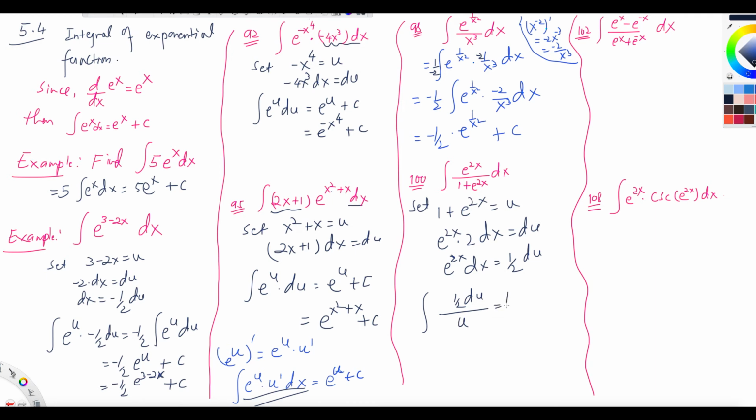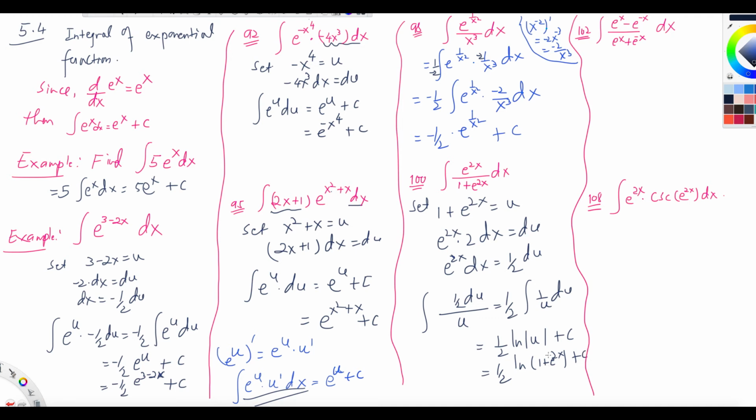So you can write 1/2 integral of 1 over u du. Do you remember what is the integral of 1 over u du from 5.2? That is the natural log of u, right? So 1/2 natural log of u plus c. But what is the value of u? It is 1 plus e to the 2x. So 1/2 natural log of 1 plus e to the 2x, and then plus c.